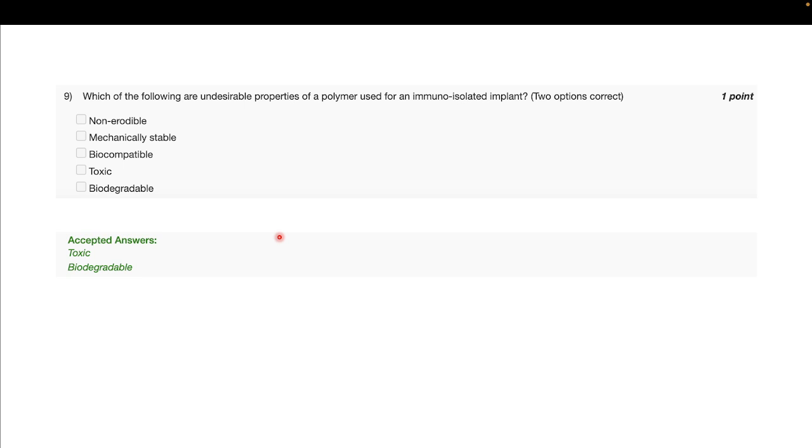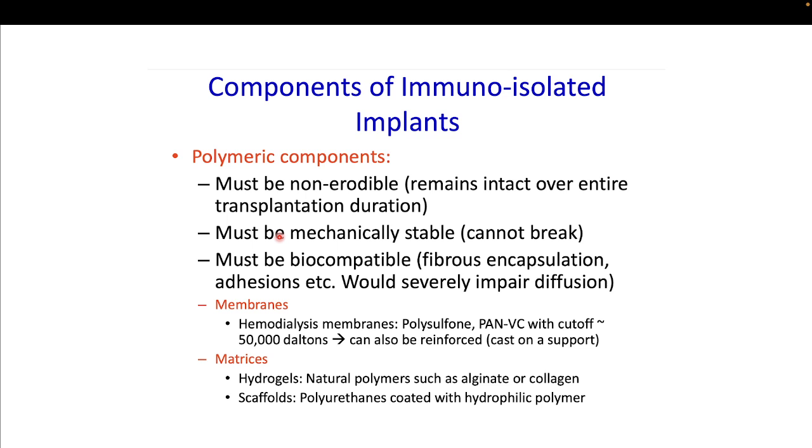So it shouldn't be toxic and it shouldn't be biodegradable, because we just discussed in the previous question as well. If it starts degrading, it will eventually expose the therapeutic cells to the immune system, and then your therapeutic cells will be defeated, degraded there, and then the protein will no longer be produced in the body. So yeah, your polymer shouldn't be toxic and it shouldn't be biodegradable.